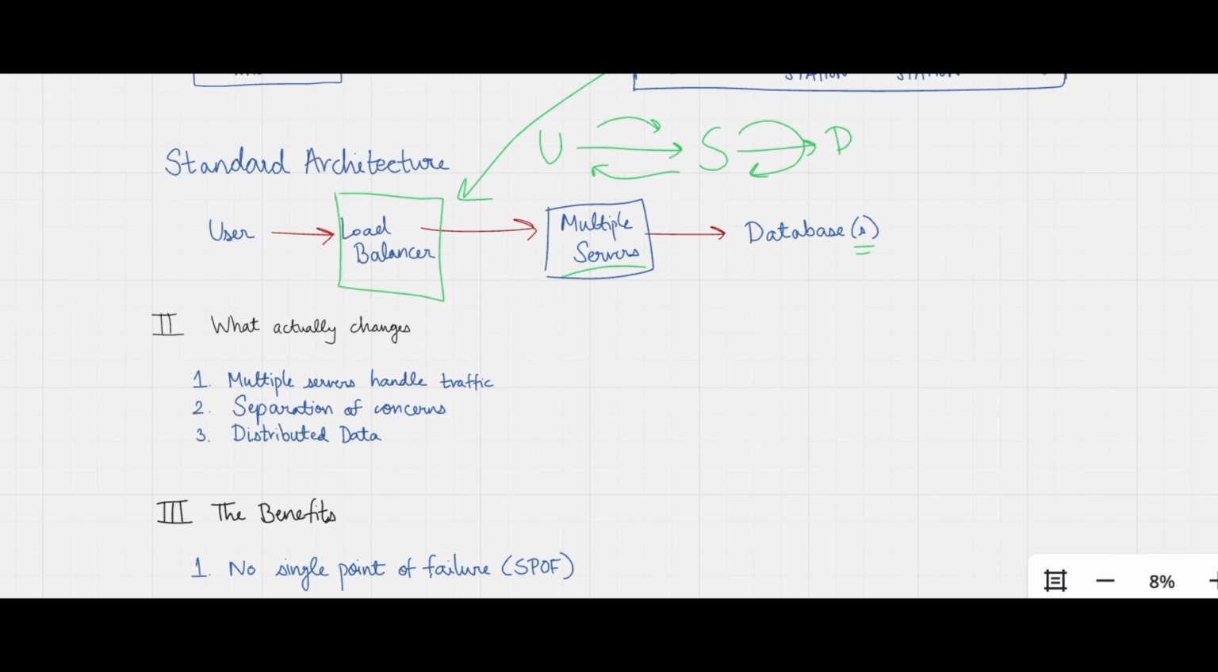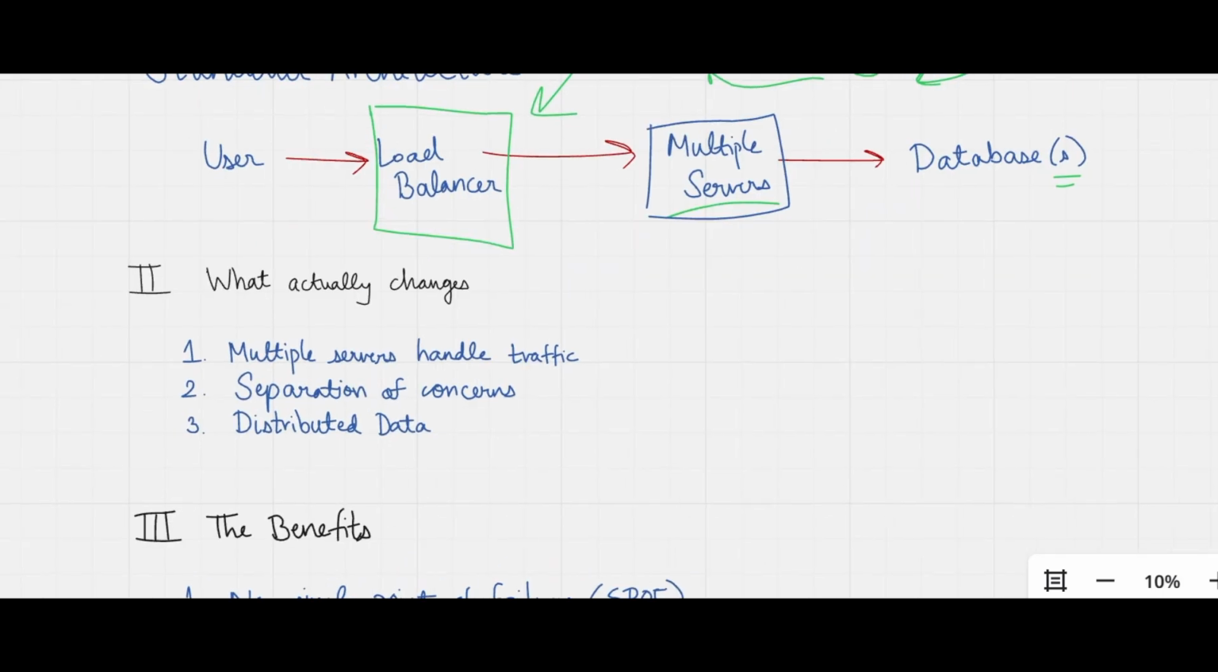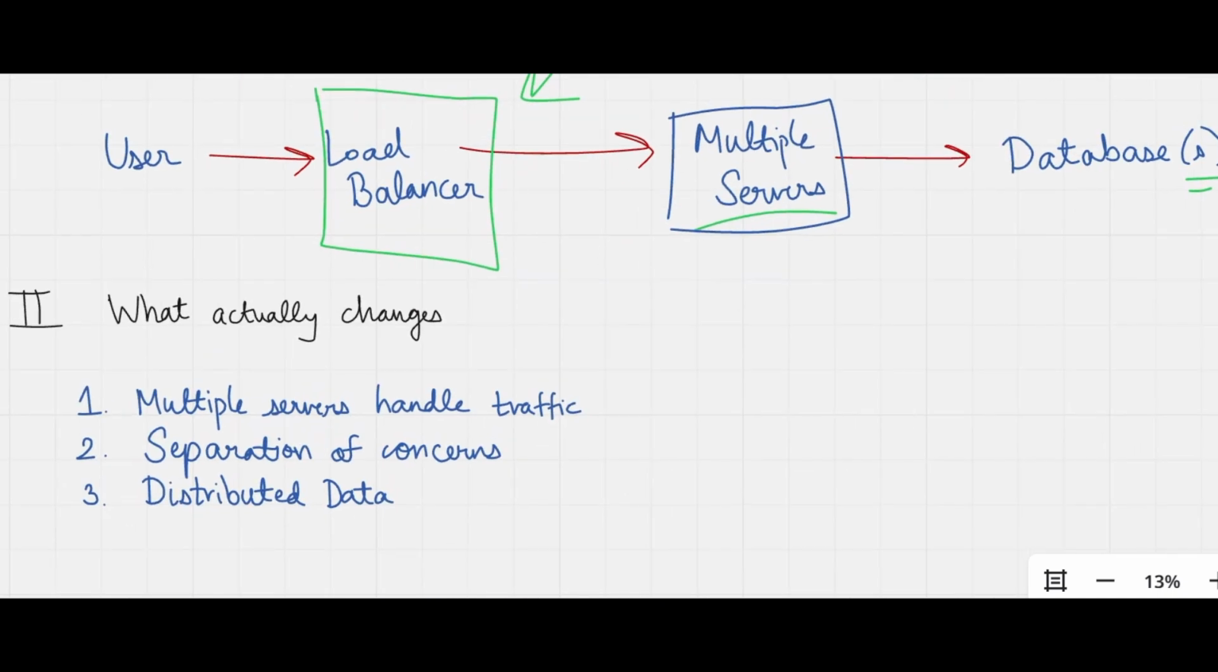Now let us come to what has actually changed. When you make these shifts, like going from a monolith to a distributed system, there are three massive things that are going to change for you as an engineer. First of all, multiple servers are now handling your traffic, so you are not constrained with one single machine, the physical limits, the hardware limits of one single machine.